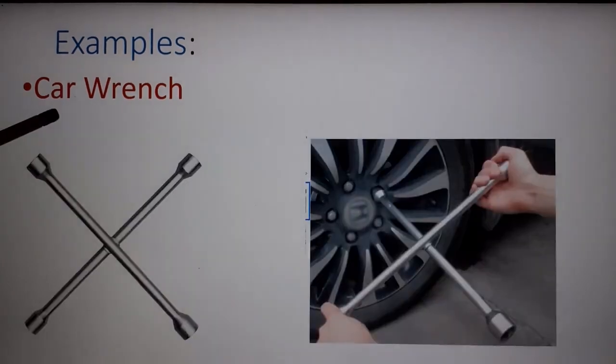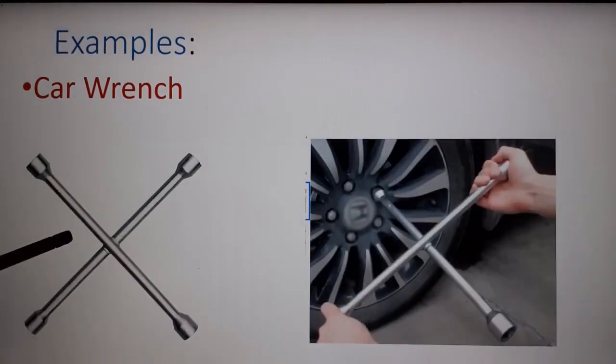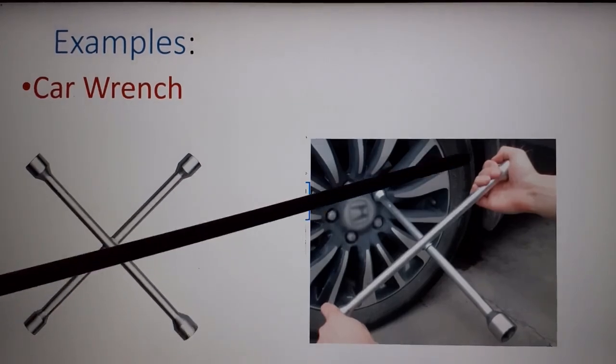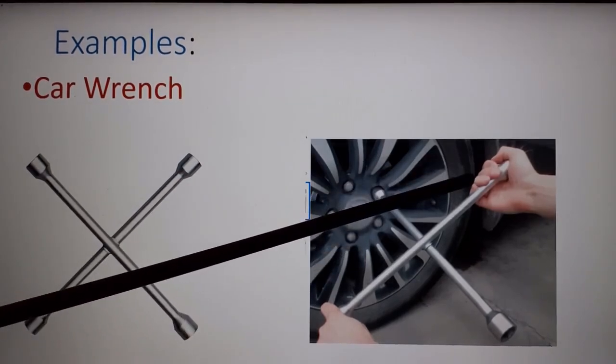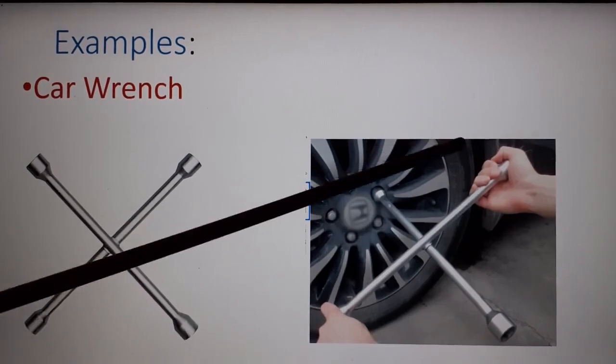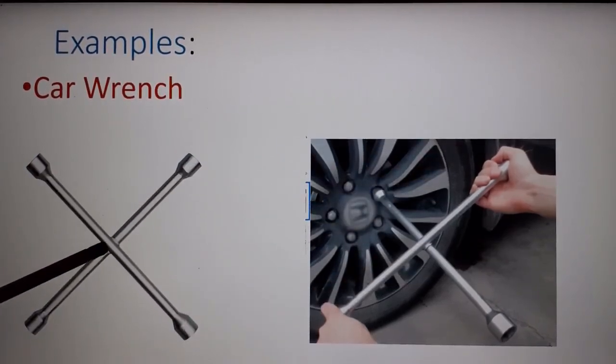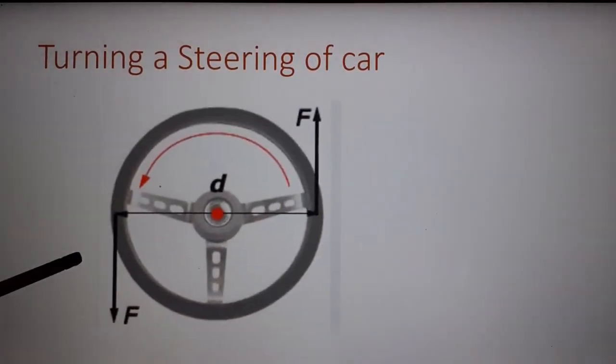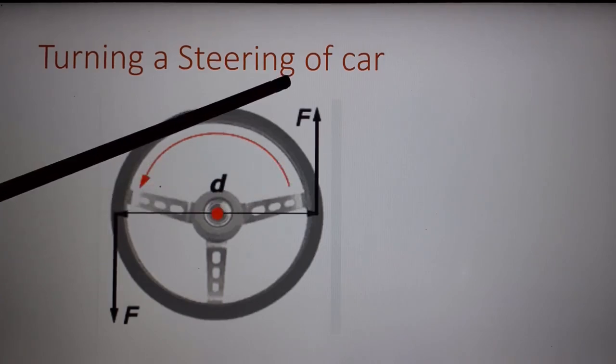Examples: car wrench. You might have observed this device wherein we are applying force at two different ends, right? Which forms a couple. One force will be applied in the upward direction, the other force in the downward direction. You are well versed with this diagram. On the steering of a car, we apply forces which are equal in magnitude and opposite in direction.